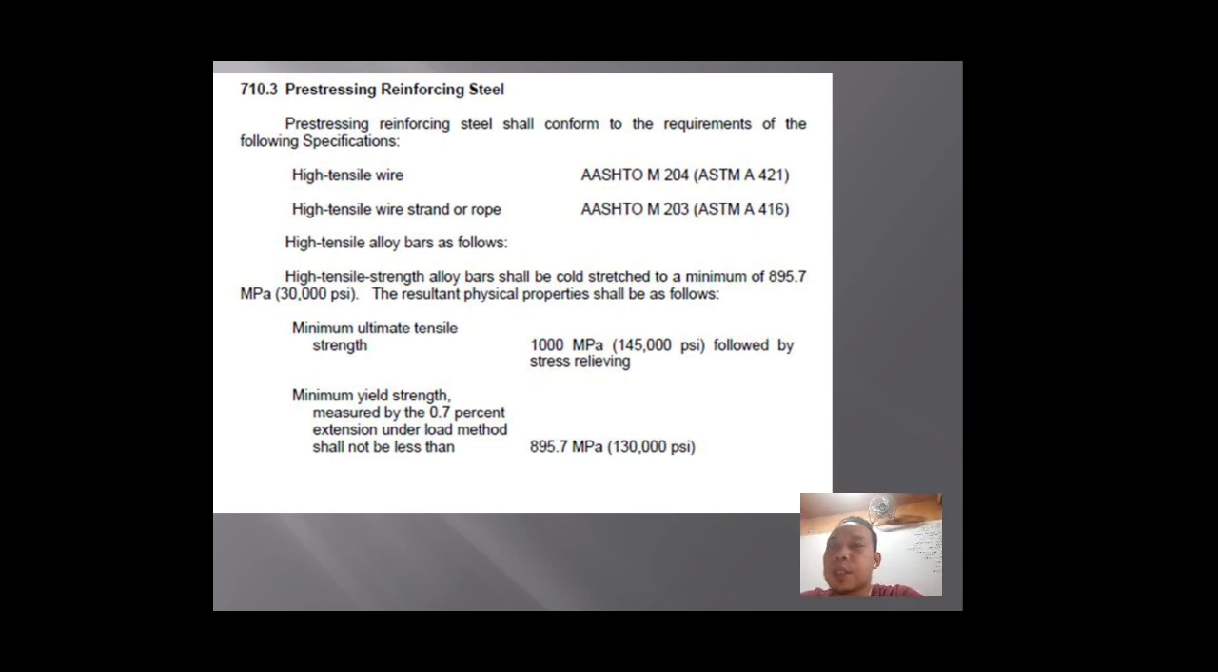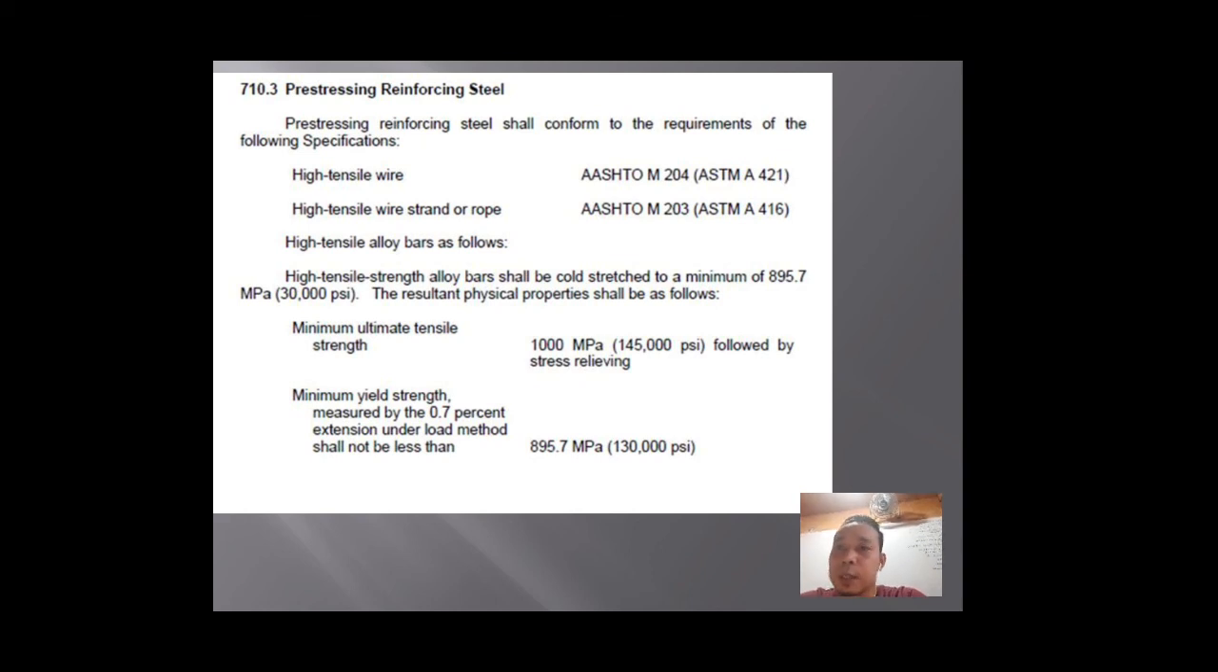So these are the item 710.3, talks about the pre-stressing reinforcement steel. So pre-stressing reinforcement steel shall conform to the requirements of the following specifications. So high tensile wire, so conform to the M204. So high tensile wire strand or rope, so M203. So high tensile alloy bar as follows.